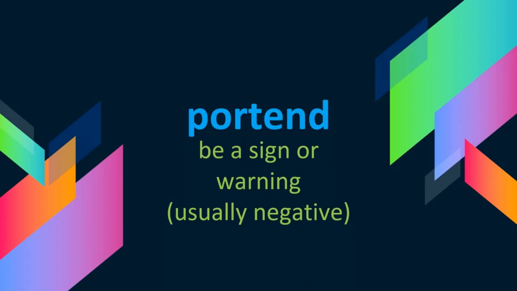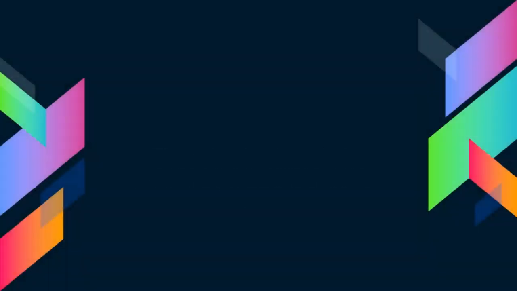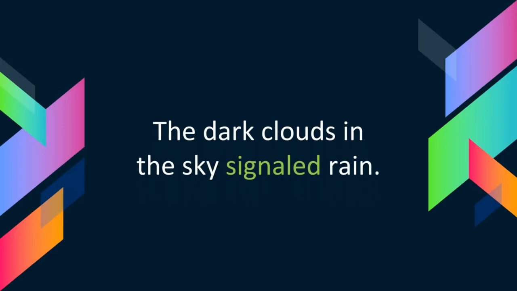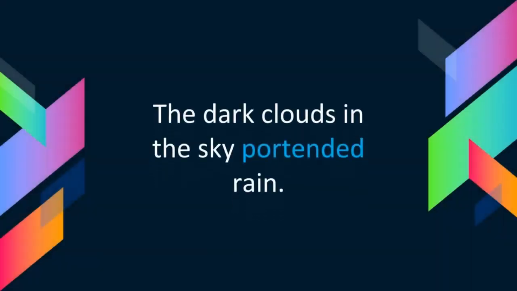The next verb is portend, be a sign or a warning of something. This is usually something negative. The dark clouds in the sky signaled rain. The dark clouds in the sky portended rain. Using portend adds a little drama to the sentence.